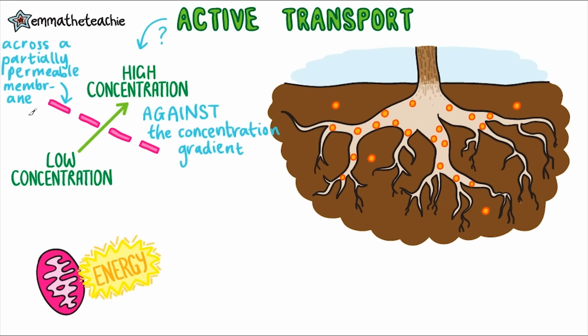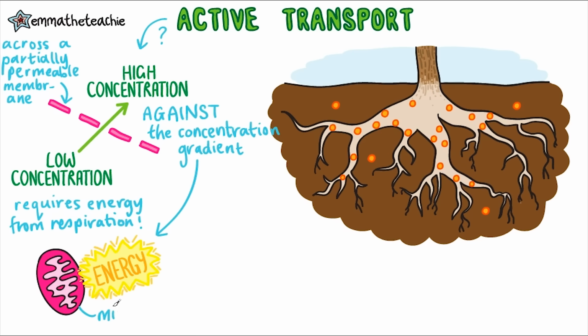You might also have spotted that this movement is taking place across a partially permeable membrane, just like osmosis. Because active transport moves substances against the concentration gradient, it requires energy, and this energy comes from respiration. Can you remember the name of this organelle where respiration happens? Yep, it's a mitochondrion. Well done if you remembered that. Before we move on to the definition, we'll look at an example, as it will help us understand the process of active transport in the terms of the keywords dilute and concentrated.